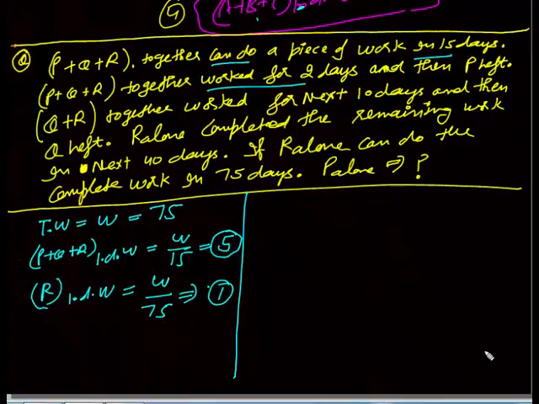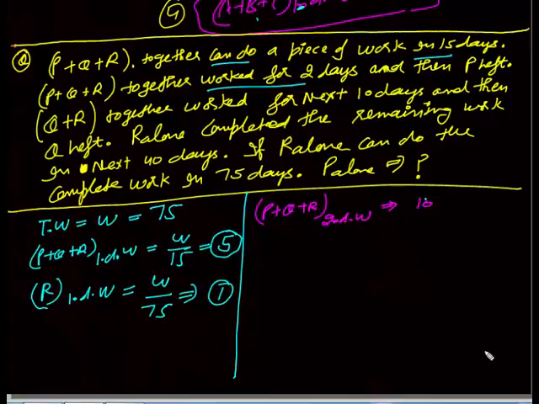Now next, the question says that P plus Q plus R together worked for 2 days. So P plus Q plus R 2 day work would be how much? It would be 10. In 1 day they are doing 5, so in 2 days they will do 10. The question says that then P left. Q plus R worked for the next 10 days. We don't know the work of Q and R, so I will not take this statement.